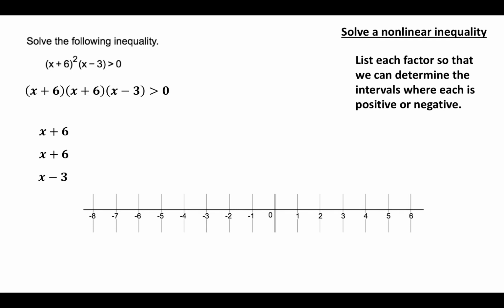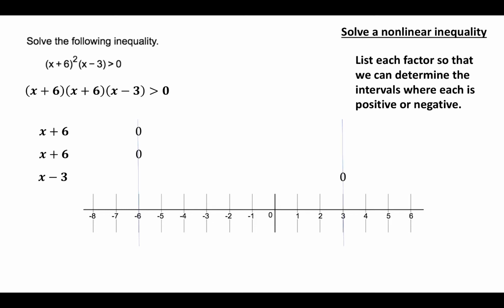Now let's extend a number line so that we can see what the positive or negative signs are for each of these factors over the real numbers. We'll start by noting that x + 6 is 0 when x is negative 6. So we'll line up a 0 with the x + 6 factor and the value negative 6. We'll do that again for the second x + 6 factor. x − 3 is 0 when x is positive 3. So in the same way, we will line up a 0 with the x − 3 factor and 3 on the number line.